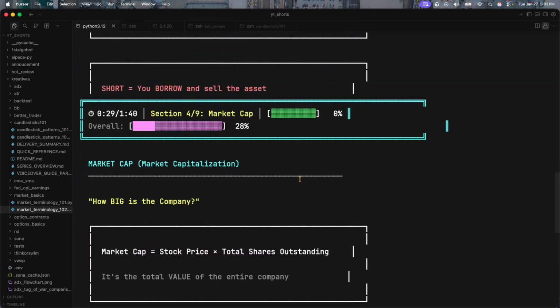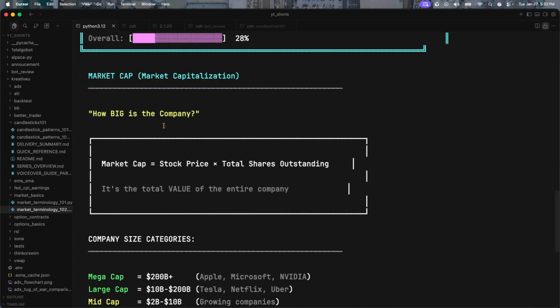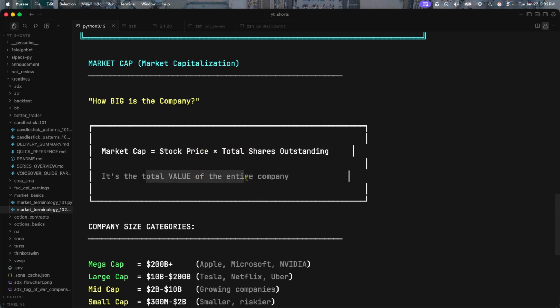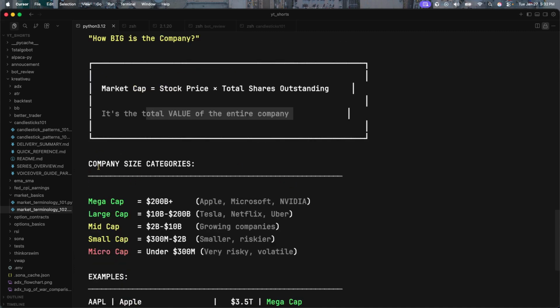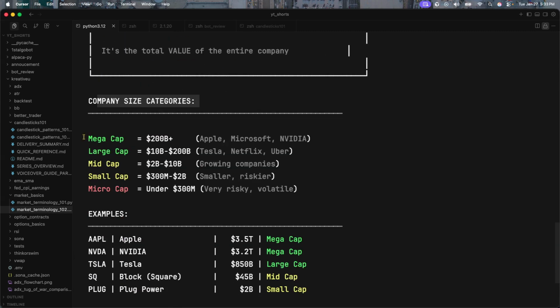All right, market cap is going to be how big is the company. Market cap equals the stock price times the outstanding total shares. It's the total value of the entire company. So the market size categories. The mega cap is going to be companies that are over 200 billion. These are going to be Apple, Microsoft, Nvidia.